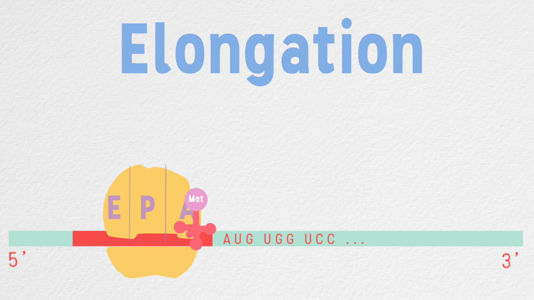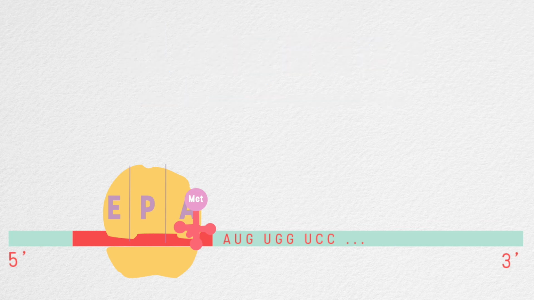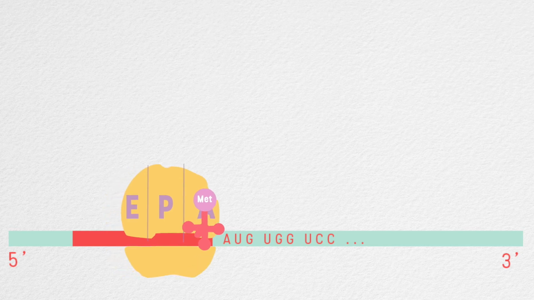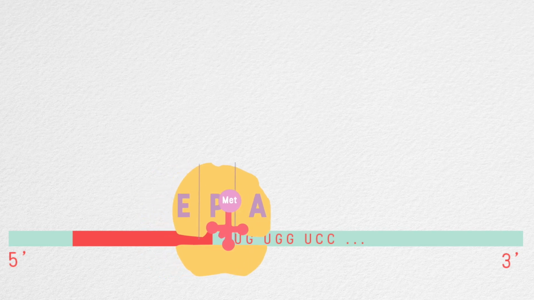Next is elongation. This phase, as the name implies, is when the polypeptide chain gets longer. The question is, how does the chain actually grow? Let's find out. But to do that, we need to take a look at the first stage of elongation after the formation of the initiation complex, before any amino acid links have been formed.